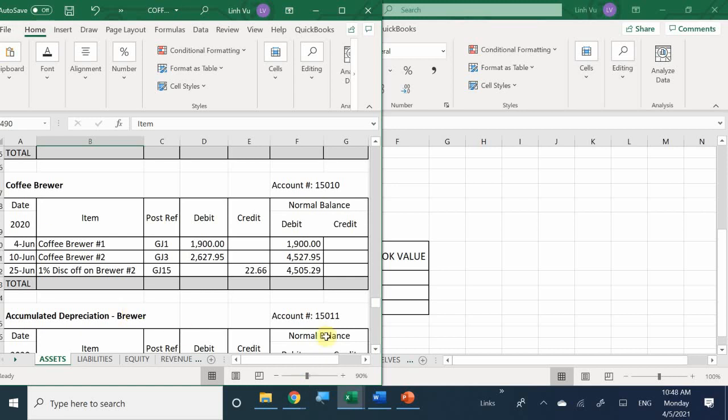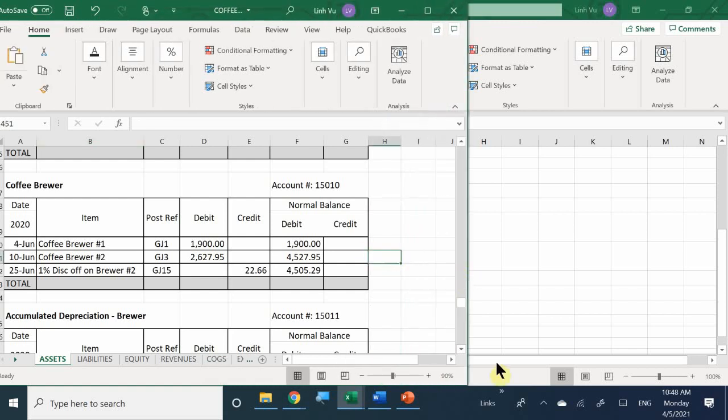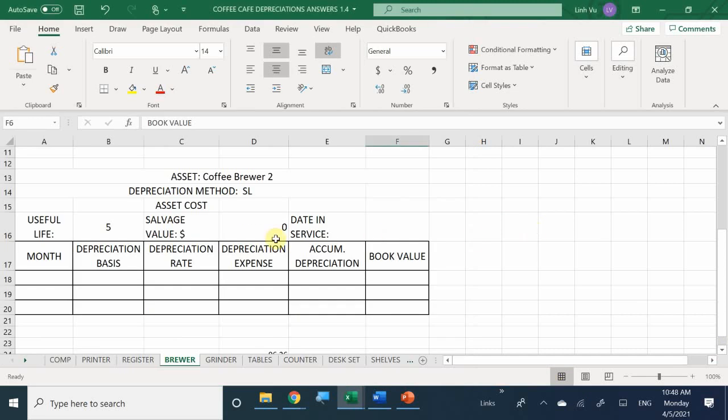So you could do your quick math on the side here, right? If I originally purchased it for $27.95, but I received this $0.28 discount, what is my total amount that I should have? $27.67. So that's going to be here. $27.67 is what my original asset is for.